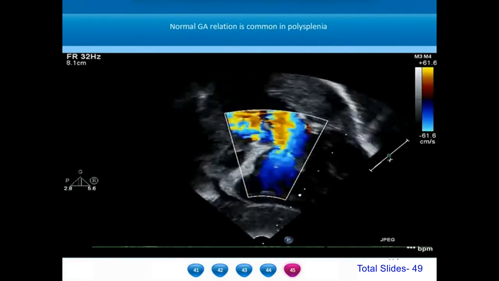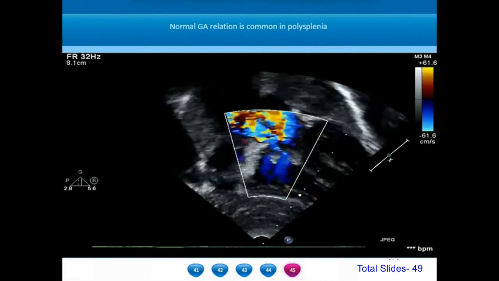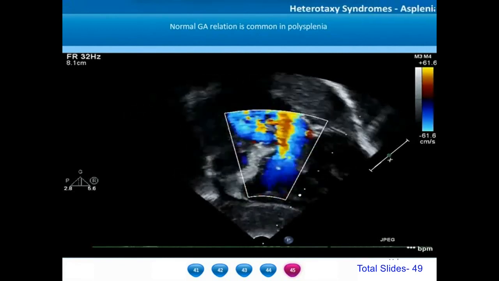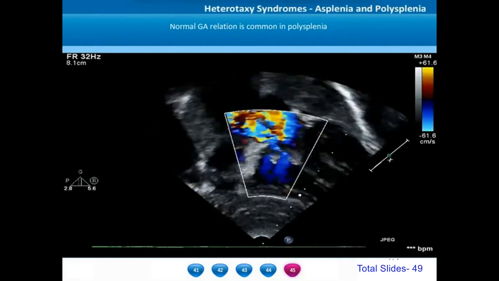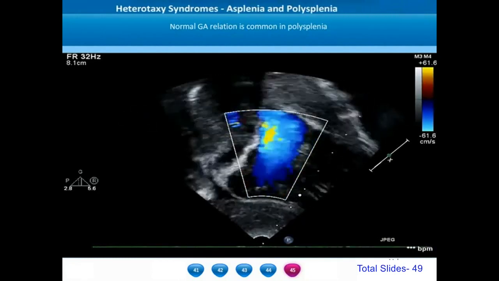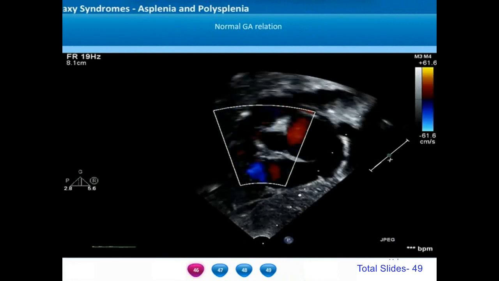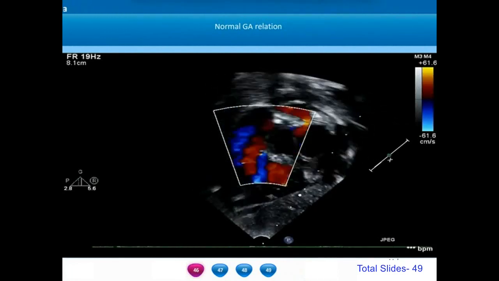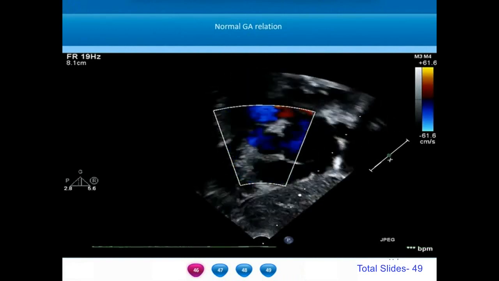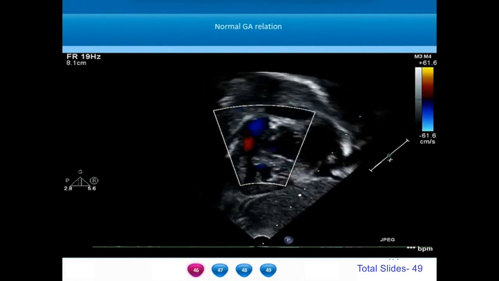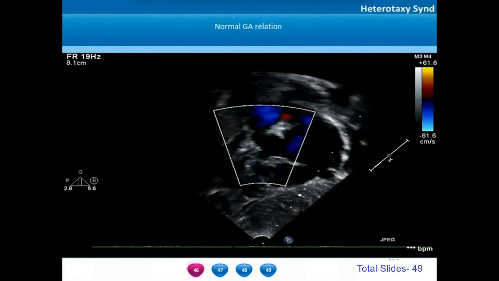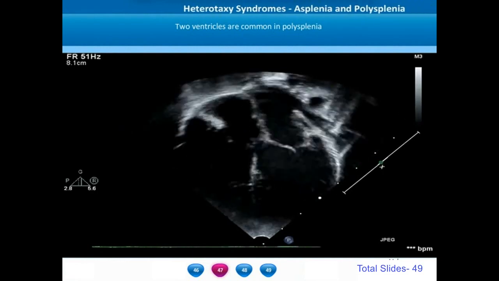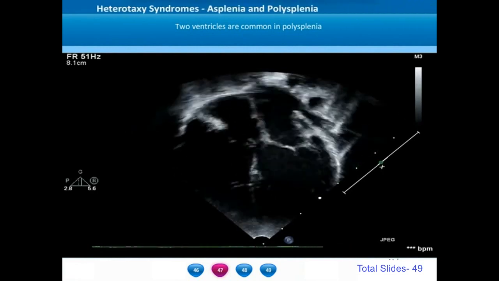In this subxiphoid coronal view, we can appreciate the normal relationship of the great arteries, aorta coming off the left ventricle and the pulmonary artery coming off the right ventricle with a normal crossover. On a subxiphoid short axis view, we can again notice the normal crossover of the right ventricular outflow tract around the aortic root. We need to understand that two ventricles are more common in polysplenia and extremely uncommon in asplenic syndromes.